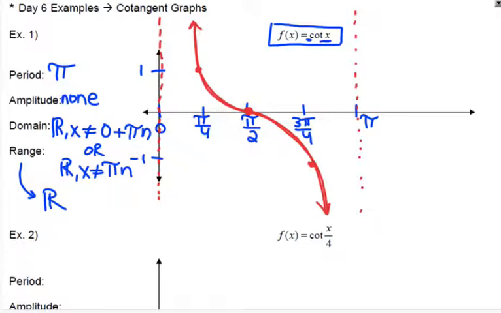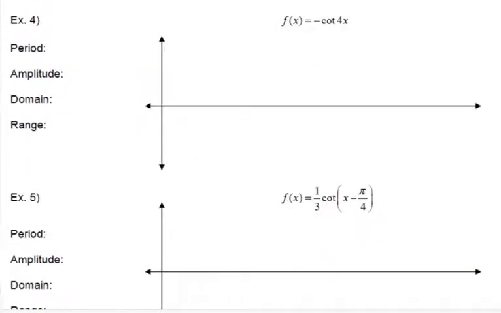Now let's move it around a little bit. If you flip to example 4, negative cotangent of 4x. So I have a negative, that's going to reflect the graph, so we'll talk about how that changes it. And I have a 4 in front of x. Remember, that's your b value, that changes your period. Well, how did I find my period for the past 4 graphs? We took 2 pi and we divided it by b. Why did we pick 2 pi?